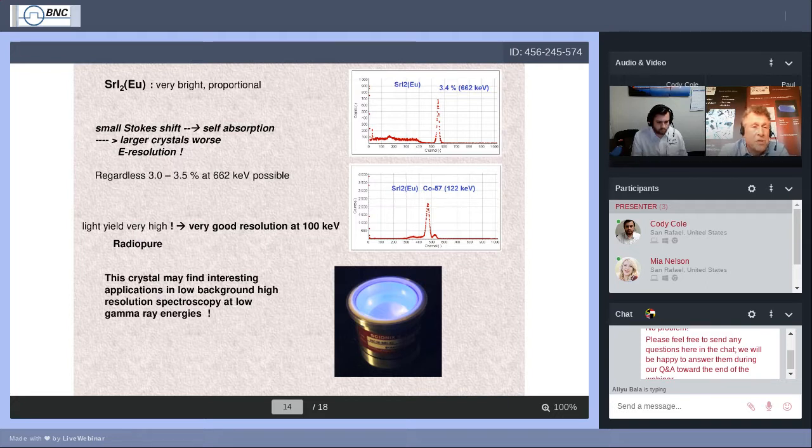Regardless of this, it's possible to achieve resolutions of 3 to 3.5% at 662 keV. You see the spectra there at 122 keV. And the material is very bright, which means you can have very good resolutions at low energies. It's furthermore radiopure, there is no contamination in there. And this material may find very interesting applications in low background, high resolution spectroscopy.